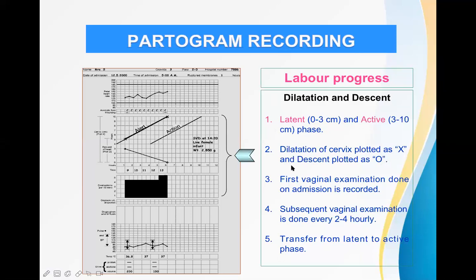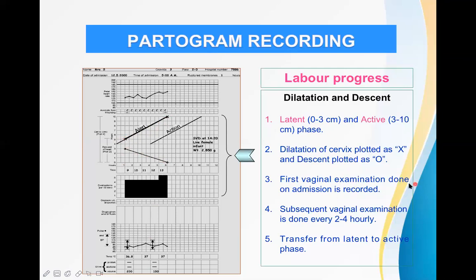Now all of you please focus here. See this? Now we can see the cross mark here, cross mark or X, and this is a 0. See this? This is a 0. So this is the plotting of the descent of the head, and this is the plotting of the cervical dilation. You can clearly see here in the graph.